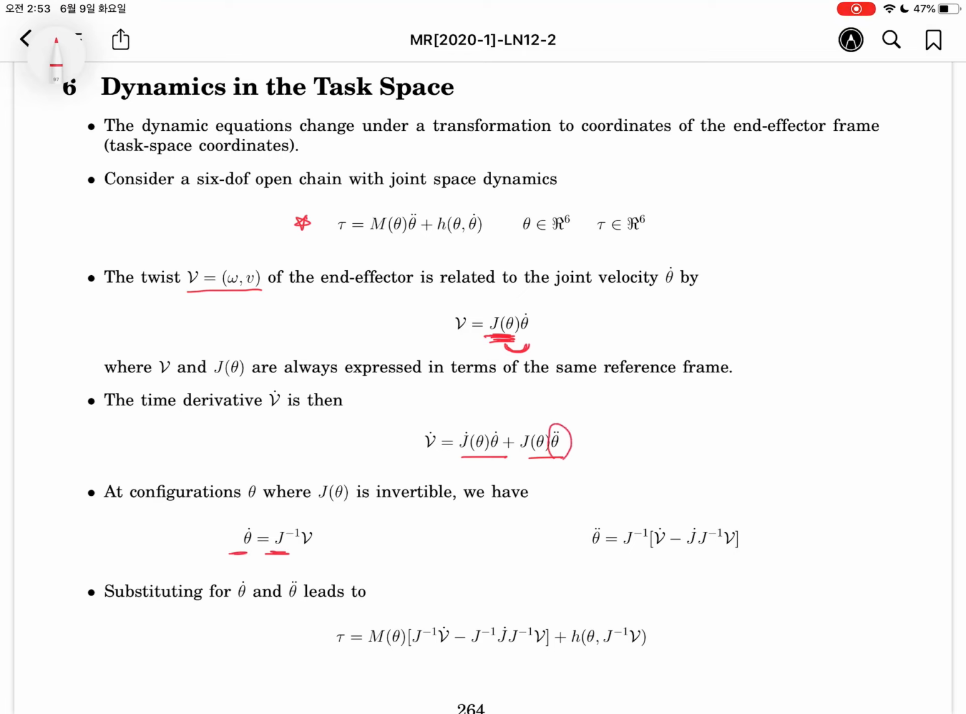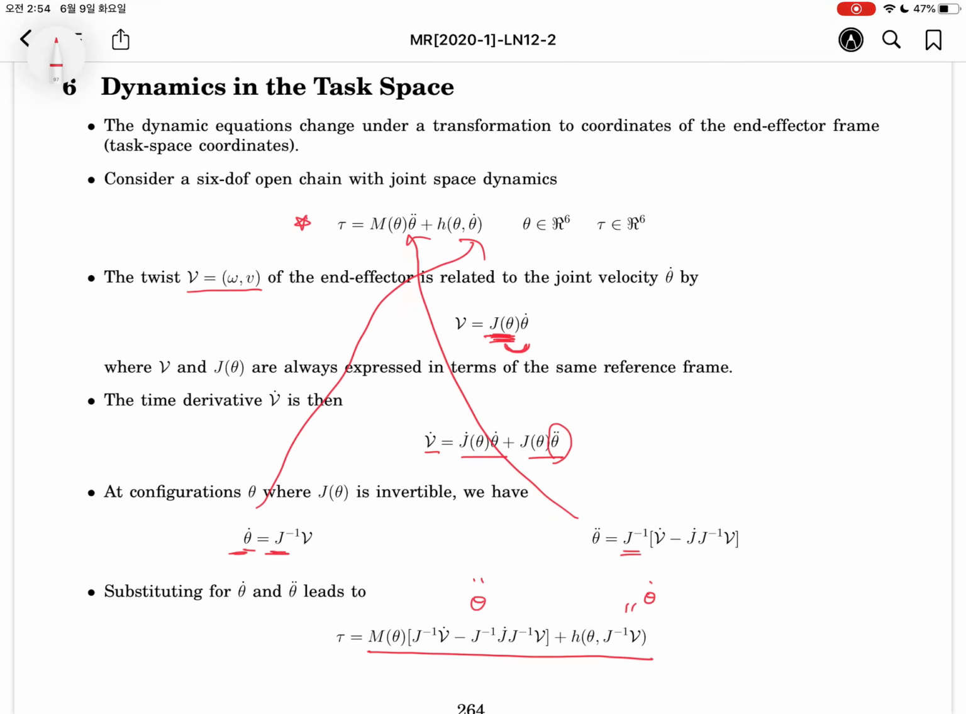How about the theta 2 dot? It is V dot minus J dot theta dot, and then the J inverse should be multiplied in front. Okay, this theta and theta dot are applied here and here. Then we have a very long matrix. This is theta 2 dot. This is theta dot.